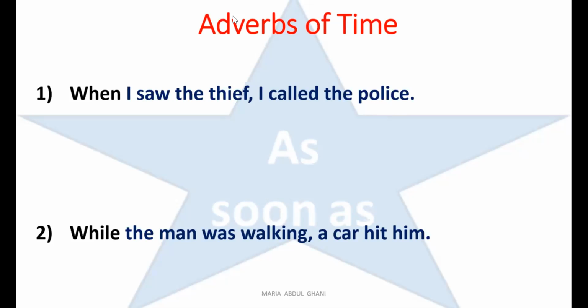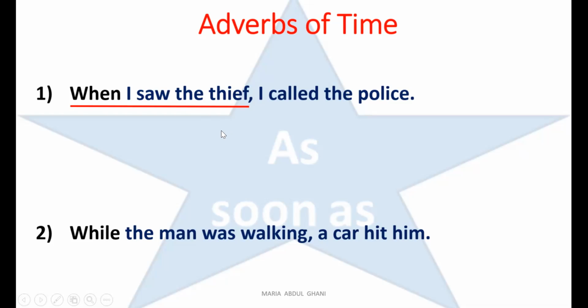Okay, sorry for the interruption. When I saw the thief, where is the dependent and the independent clause in this sentence? The dependent is "when I saw the thief," and the independent is "I called the police." Yes, fine. "While the man was walking" is dependent, "a car hit him" is independent. You are excellent. First one, Elaf, excellent. Let's return to sentence number 1.